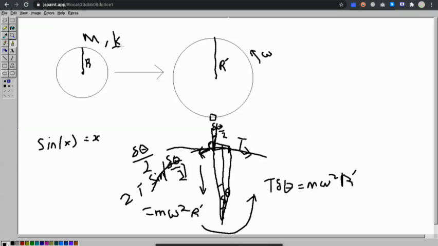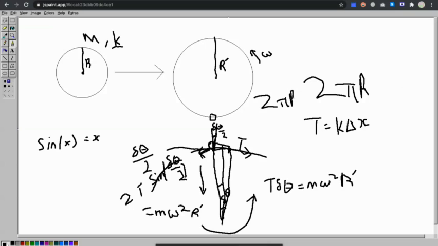We have k, which is our spring constant. So this kind of acts like a spring, and this is its rest length, which means that 2 pi r is its rest length, and then we can use the formula that t or f or whatever is equal to k times delta x, change in x. And in this case, the x that's changing is going to be 2 pi times r prime minus 2 pi times r, because the circumference is changing by that much. So then this is our delta x, and we multiply this by k. So this gives us our tension.